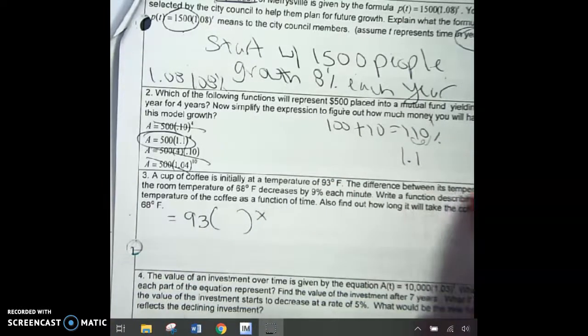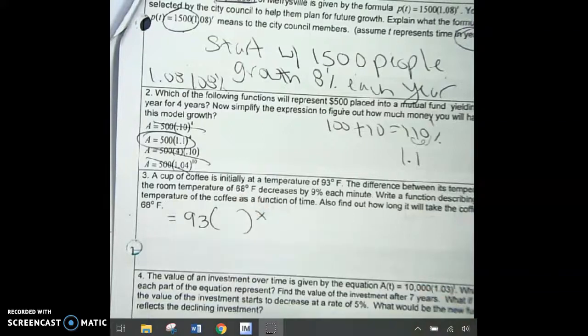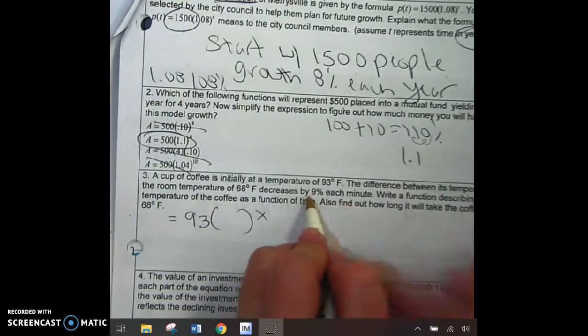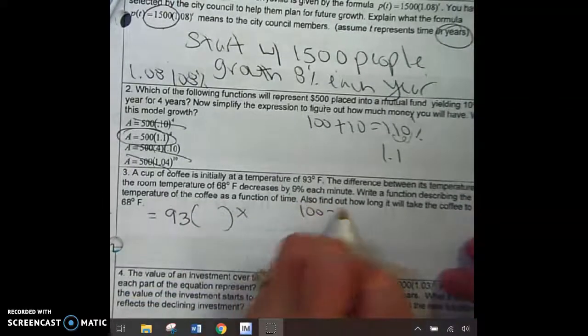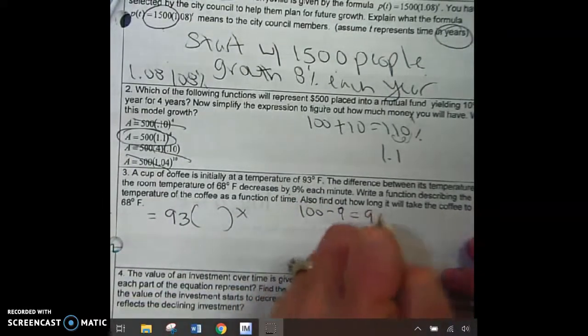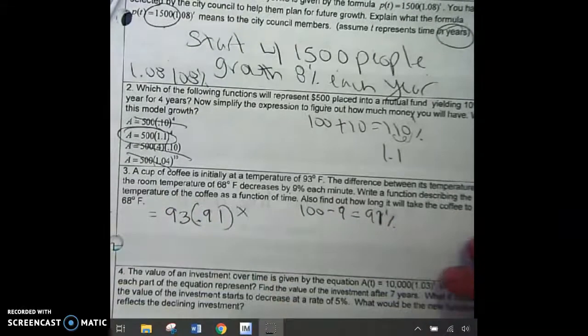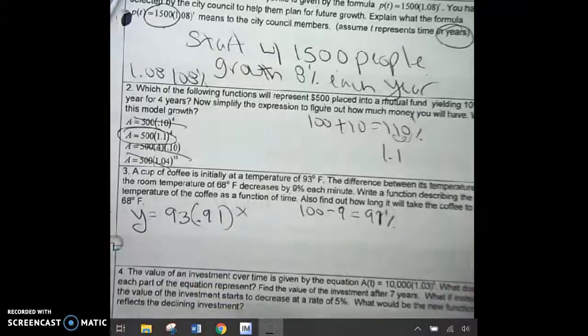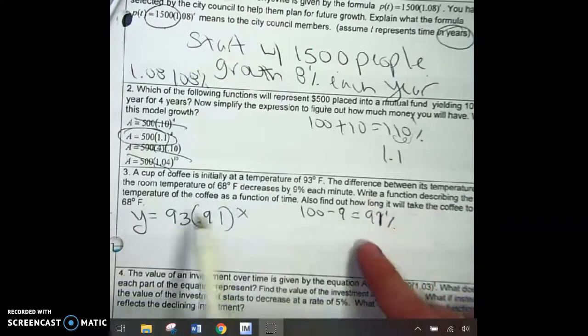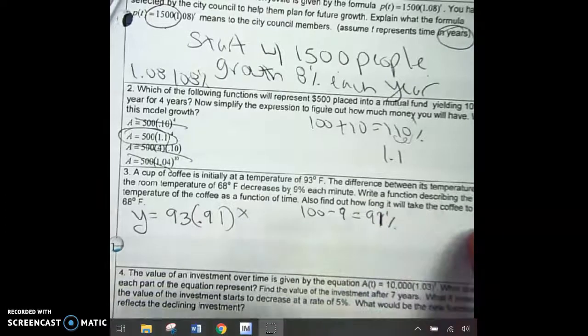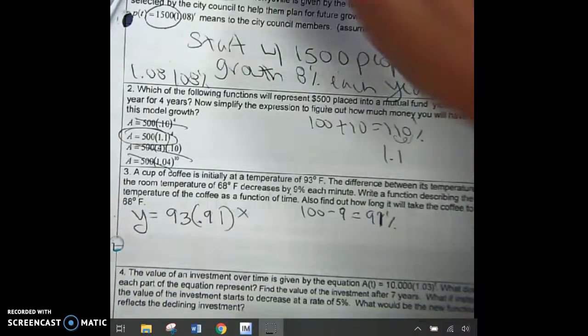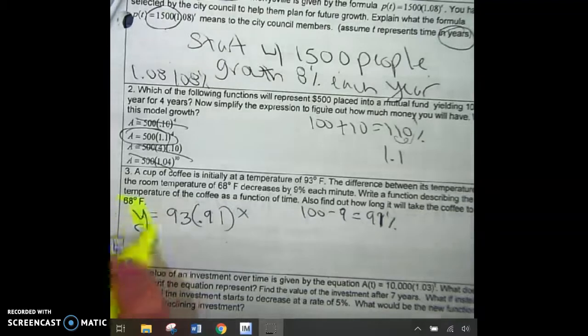A cup of coffee is initially, so it starts at 93. The difference between its temperature and the room temperature is 68, whatever, decreases by 9% each minute. So if it decreases by 9%, I'm left with 91%, which is 0.91. Okay, so that looks like an equation. And then what they want to know is find out how long it would take the coffee to reach 68 degrees. So that means the 68 is going to go into here.